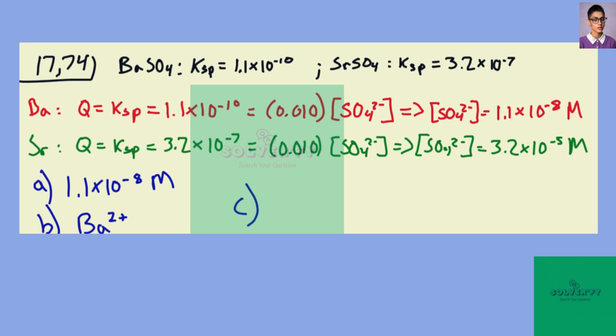And then also the last question is, what is the concentration of sulfate when the second cation begins to precipitate? And that we calculated already as being 3.2 times 10 to the minus 5 molar.